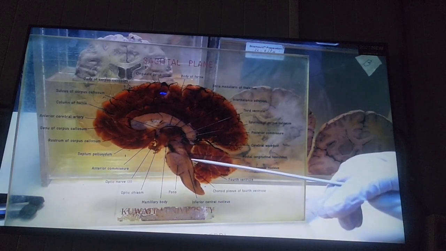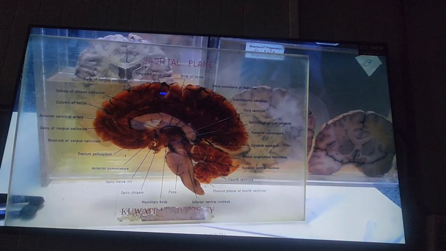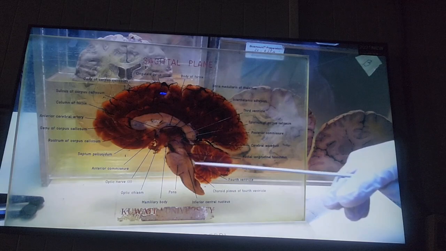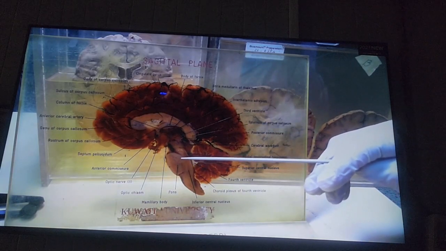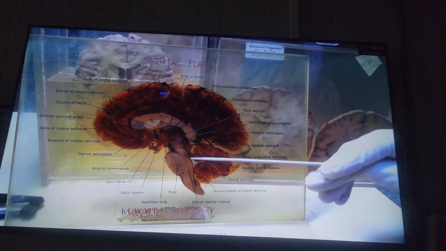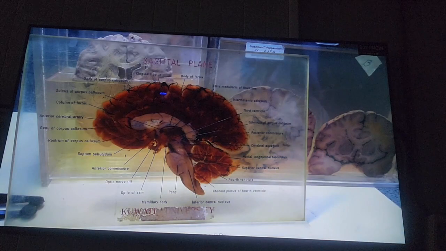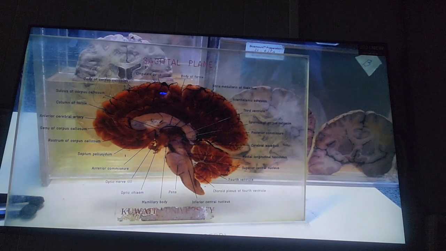The fourth ventricle is a tent-like structure anterior to the cerebellum and posterior to the pons and the medulla oblongata, continuous inferiorly with the central canal of the spinal cord and superiorly with the cerebral aqueduct of Sylvius.